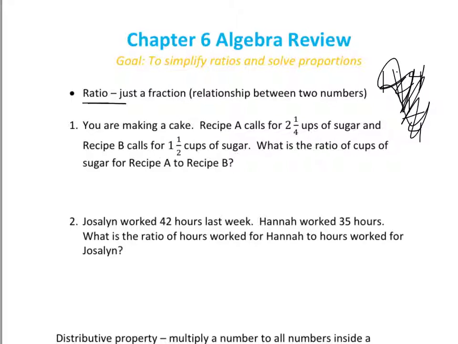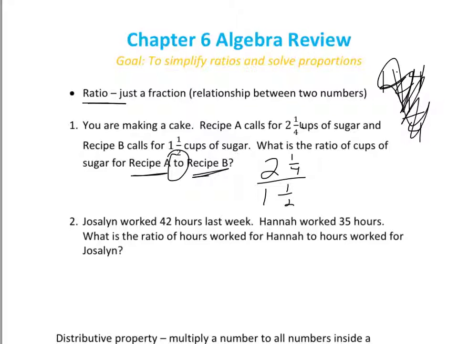So you have to make a cake, and recipe A calls for 2 1/4 cups of sugar, and recipe B calls for 1.5 cups of sugar. What's the ratio of cups of sugar for recipe A to recipe B? Whatever comes first goes on top of the ratio, and second is on the bottom. The "to" always indicates the fraction line. So we've got 2 1/4 over 1 1/2.